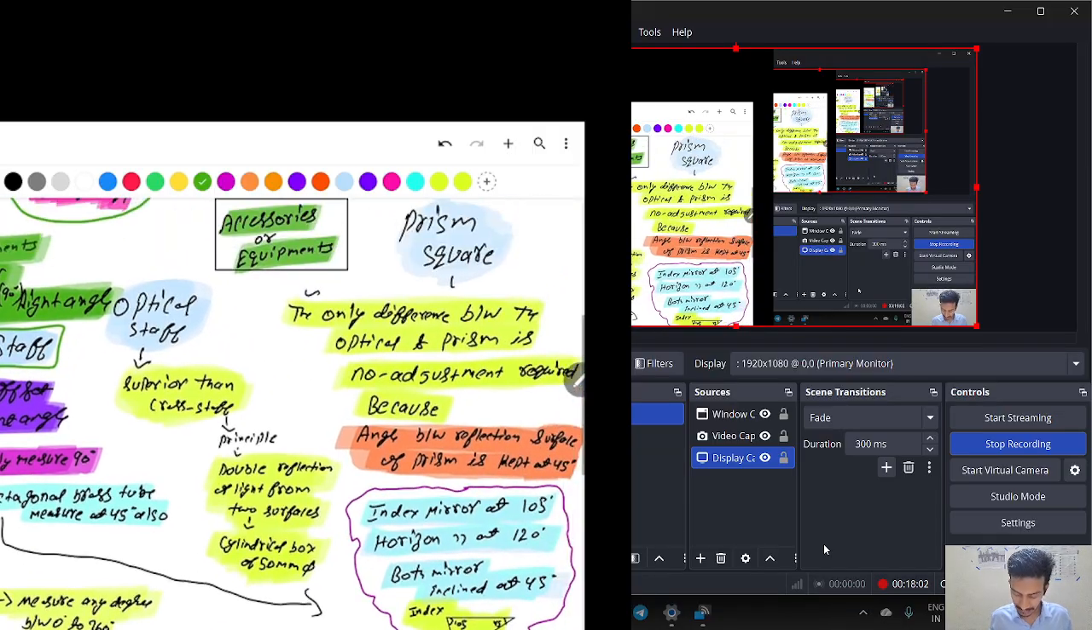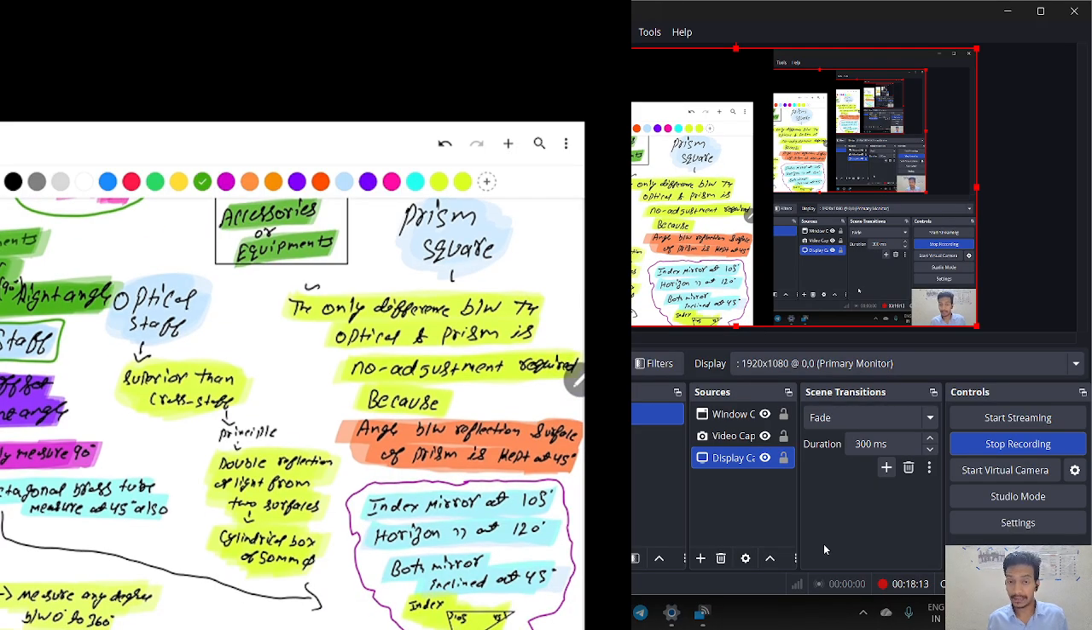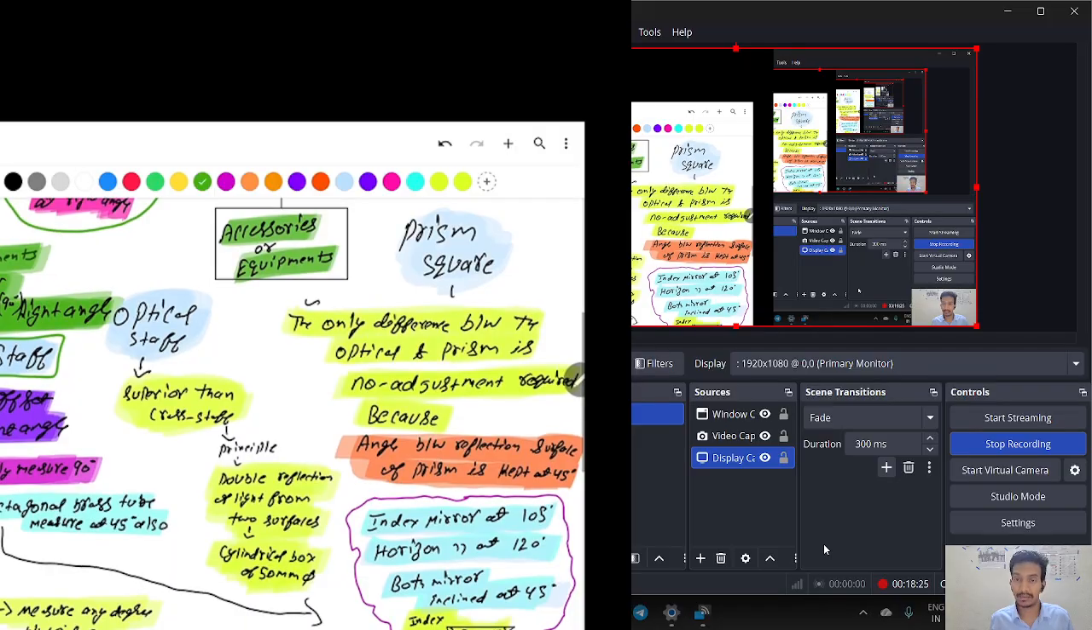The next is the optical square. This optical square is superior to the cross staff because its principle is double reflection of light from two surfaces. Here we use a cylindrical box of 50 mm dia. And the last is the prism square, which is more accurate than the optical square. The only difference between the optical and prism square is that no adjustment is required, because the angle between the reflecting surfaces of the prism is kept at 45 degrees.